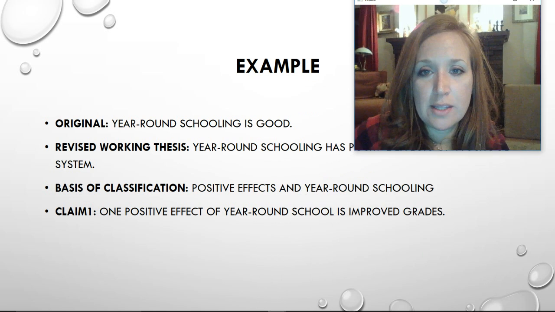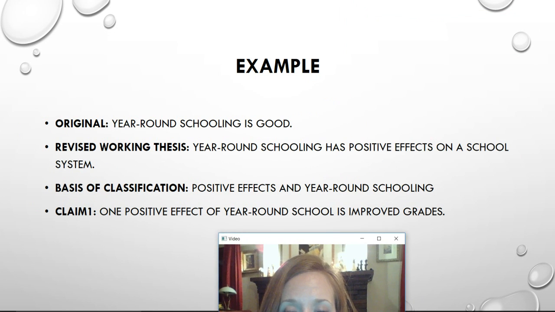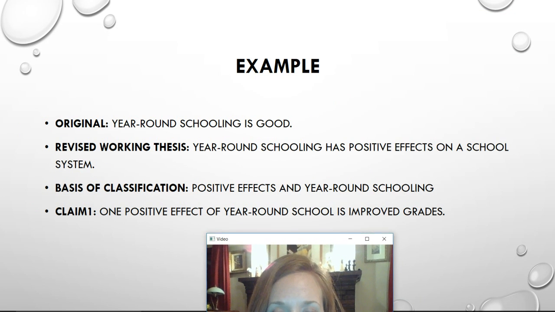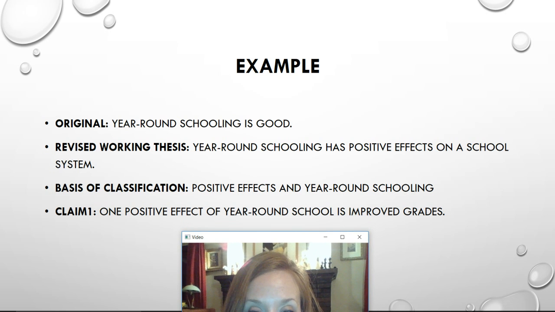So we've been using this example on some of our assignment sheets throughout the semester. You just see my eyes here. Just my eyes. And we've been using this year-round schooling example. So the original thesis is year-round schooling is good. So based on what you just learned, what is wrong with that?